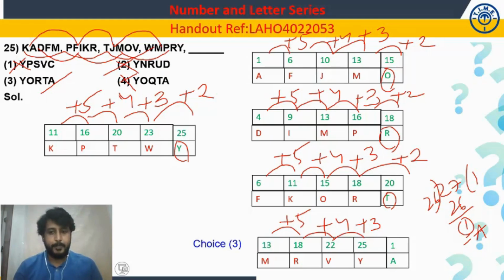Choice 3. So please copy the logic. The logic is plus 5 plus 4 plus 3 plus 2 for each letter in each group. First letters plus 5 plus 4 plus 3 plus 2. Second set of letters plus 5 plus 4 plus 3 plus 2. Third letters, fourth letters, fifth letters, also plus 5 plus 4 plus 3 plus 2. And the answer is Y, O, R, T, A. Any confusion?